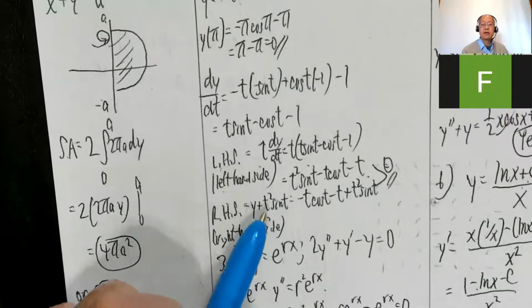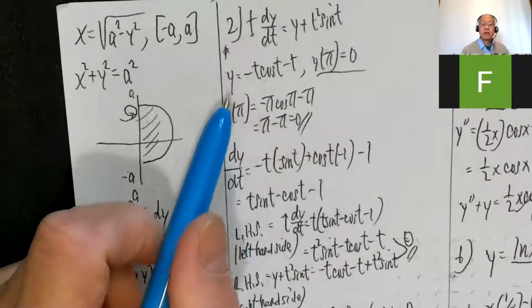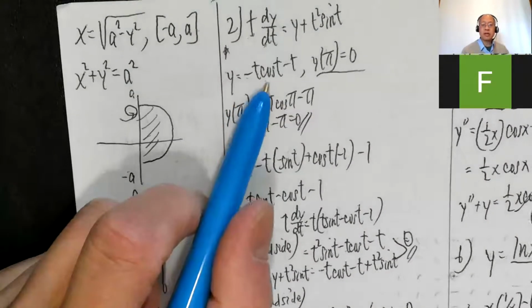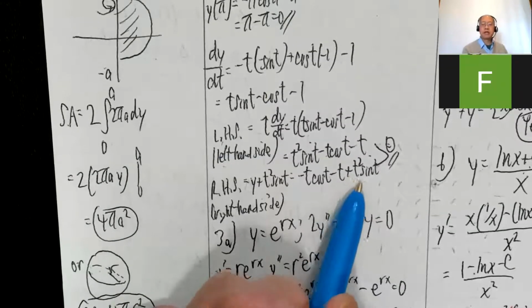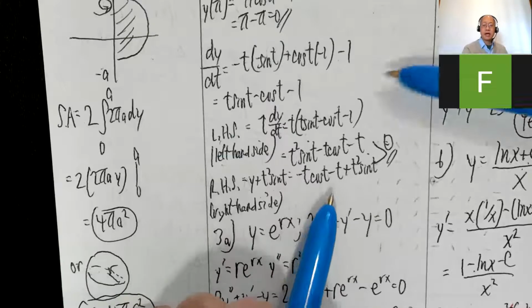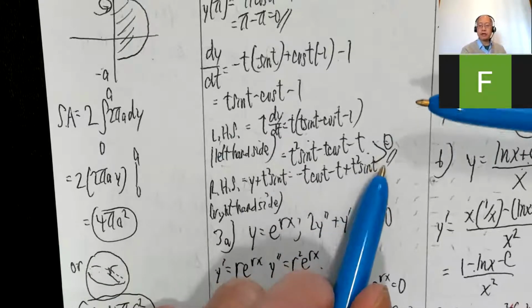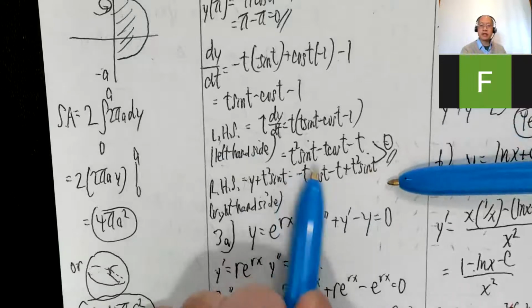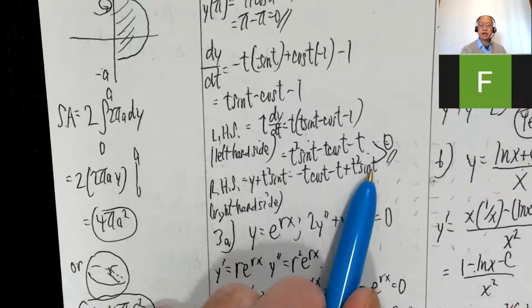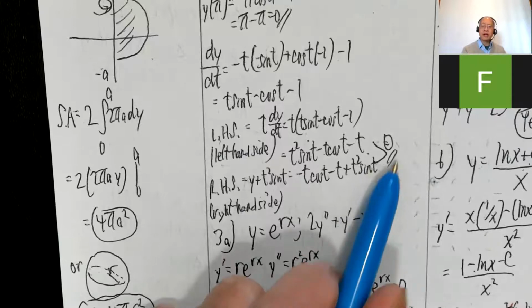All right, so y, negative t cosine t minus t, plus t squared sine t. And then take a look at these two. What do I know? They're actually equal, right? Different order. T squared sine t, there it is, minus t cosine t minus t, which is the same as the right-hand side. End of proof.